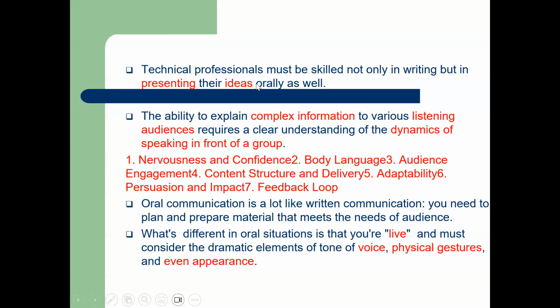Technical professionals must learn the skill of presenting. Why? Because it is always required from a presenter to be more knowledgeable, and the way he delivers should be understandable by the users. So, like how technical report writing is important, technical presentation skills are also very important. The ability to explain complex information to various listening audiences needs that the presenter should have a clear understanding of what he is talking about, and also he must be good at the dynamics of speaking in front of a group of people.